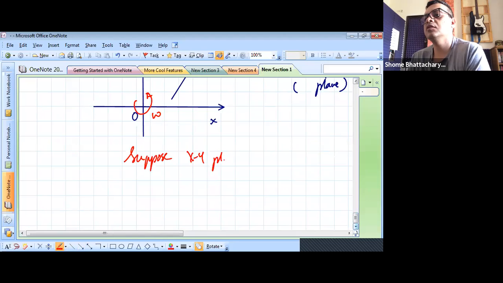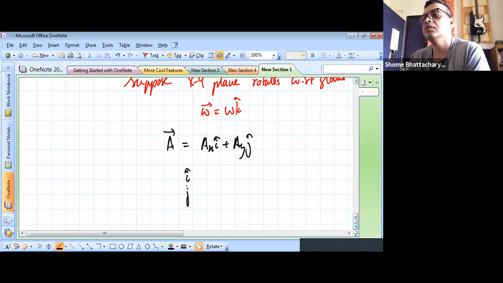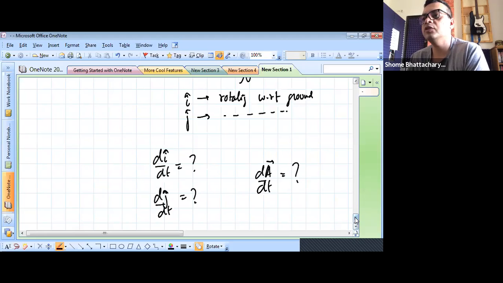Suppose the xy plane now rotates with respect to the ground frame with an angular velocity of omega k cap. Then your vector A was some Ax i cap plus Ay j cap, but here i cap and j cap are rotating with respect to ground. Both are rotating with respect to ground. So there is a d i cap by dt and a d j cap by dt. Accordingly, there is a dA by dt also. It starts changing with time.